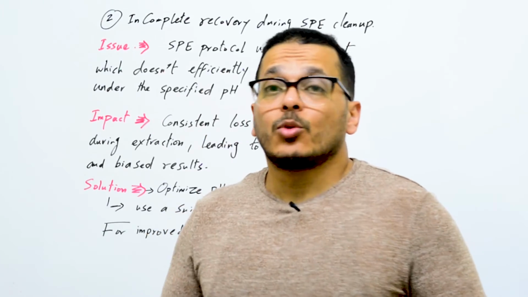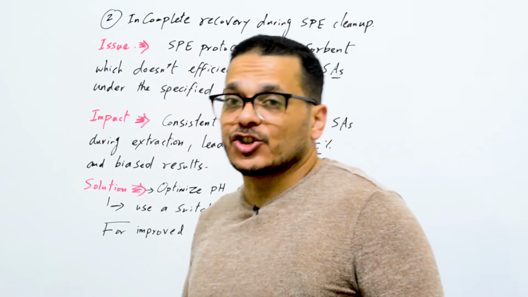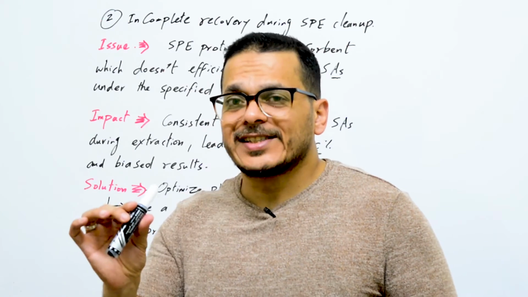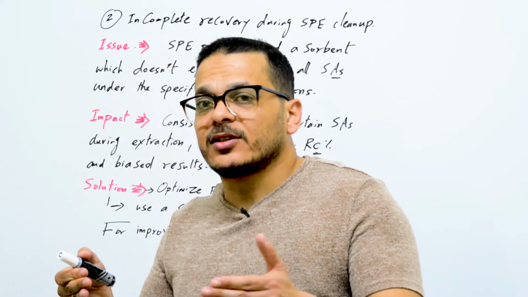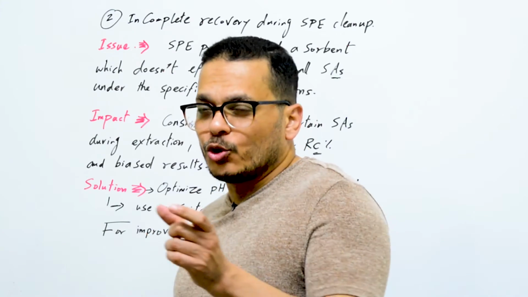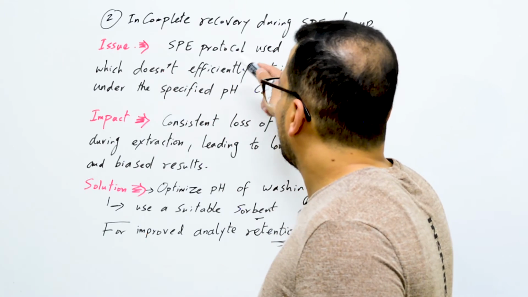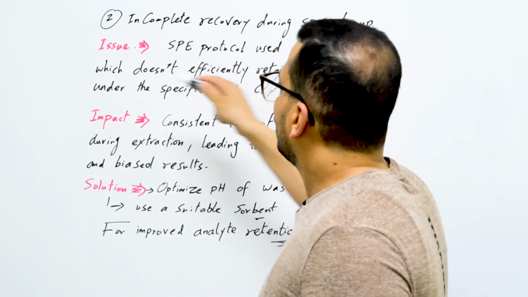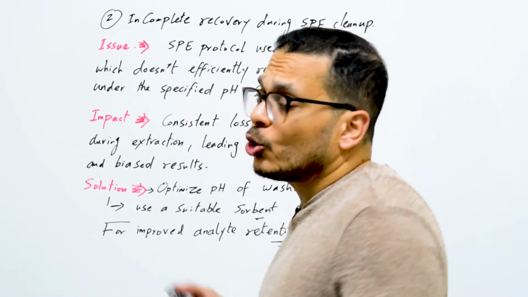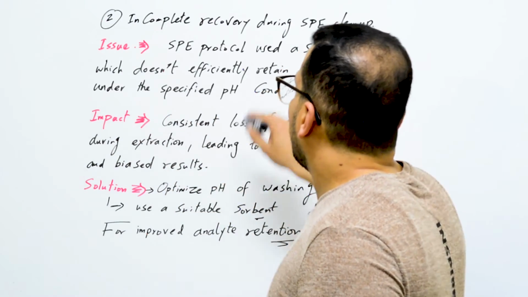When I investigated more, I found another problem: incomplete recovery during solid phase extraction cleanup. During solid phase extraction, you will use washing solvents to transfer the matrix interferences outside and retain only the sulfonamide compounds on the surface. So you need to retain these sulfonamides. The solid phase extraction protocol used a solvent which does not efficiently retain all sulfonamides. Maybe this solvent is not suitable for target analytes, and also under the specified pH condition.